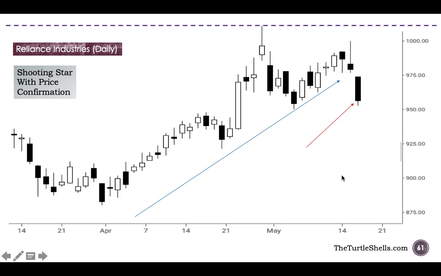So I look for a standalone shooting star, then I look for a shooting star that confirms prior resistance, then I look for a shooting star which gives price confirmation. In fact, if the shooting star does not provide prior resistance confirmation, it is always advisable to wait for a price confirmation. What does price confirmation mean?